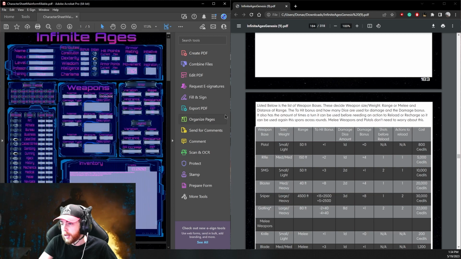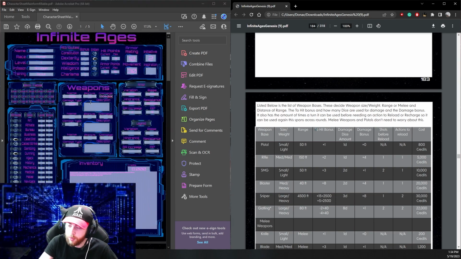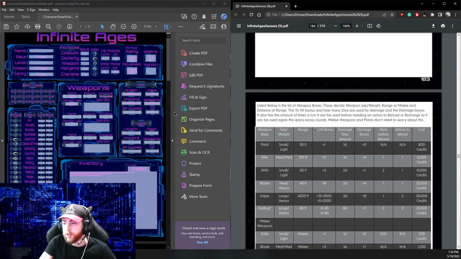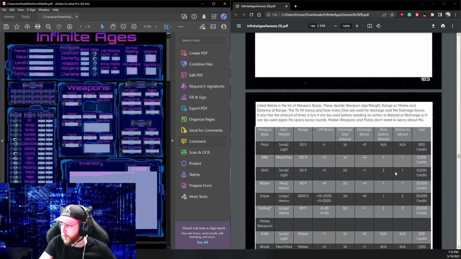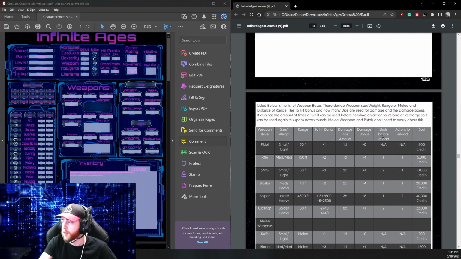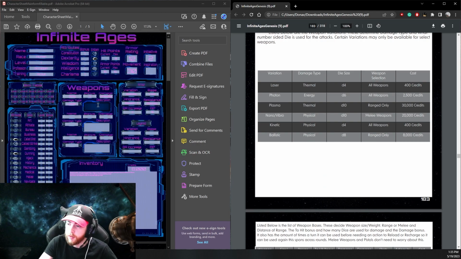Okay, and then obviously, we can put a description if it's a specialty item or it has some extra additional ability. For right now, we're just going to put the 10,000 credits plus 400 credits, so it's 10,400.